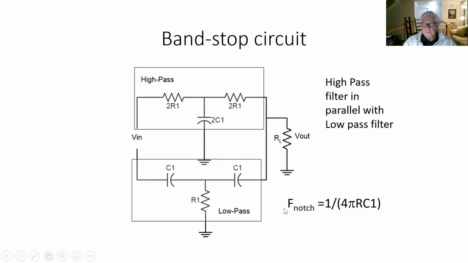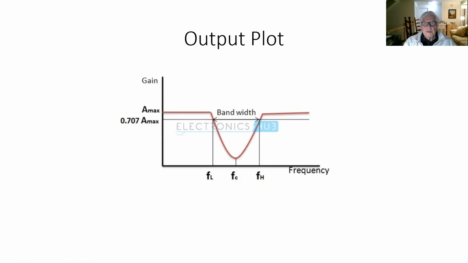So the notch has a frequency of 1 over 4 pi R C1. And our output will look very much like that. So there's our critical frequency. That's the frequency that we're going to stop. And those are our 2 boundaries, the low cutoff and the high cutoff frequencies.